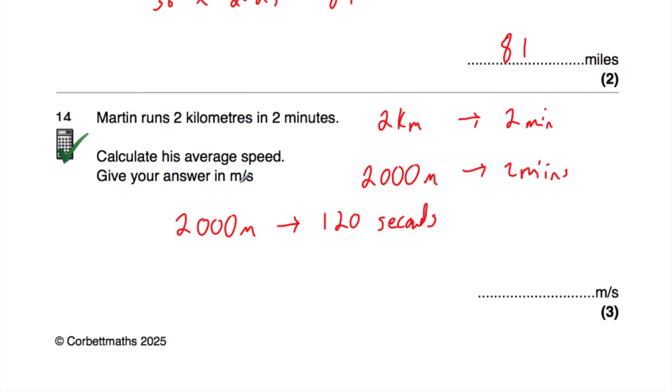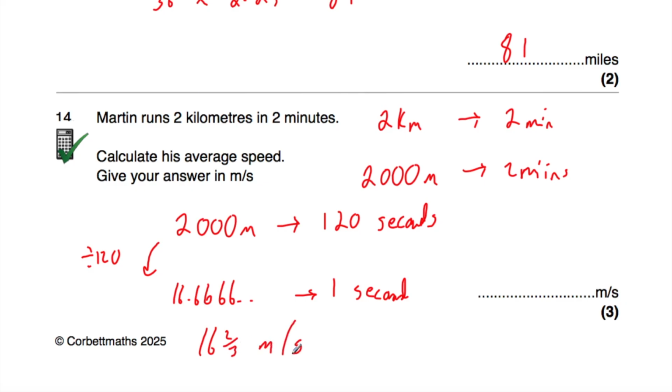Now we're nearly there because we want to know how many meters he runs every second, his meters per second. So let's now divide by 120 and find it for 1 second. If we divide by 120, we can find out how far Martin would run in 1 second, and that's his speed in so many meters per second. So 2,000 divided by 120 is equal to 16.6666 and so on, or 16 2/3 meters per second. So every second Martin would run 16 2/3 of a meter. That's 16.6 recurring, and that's his speed.